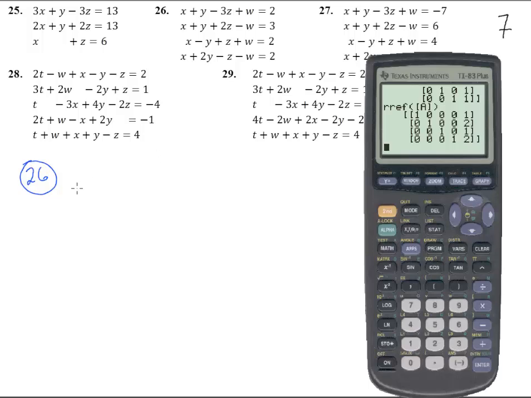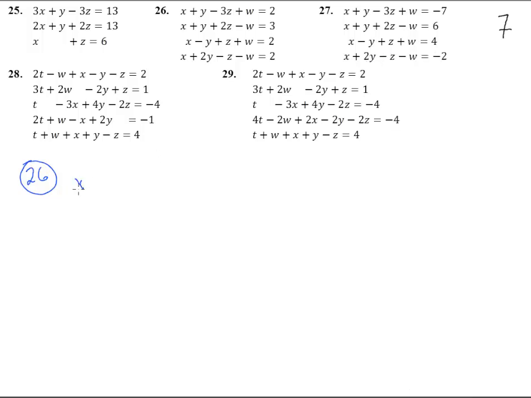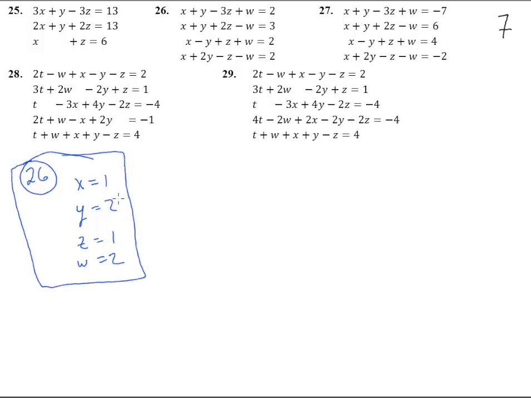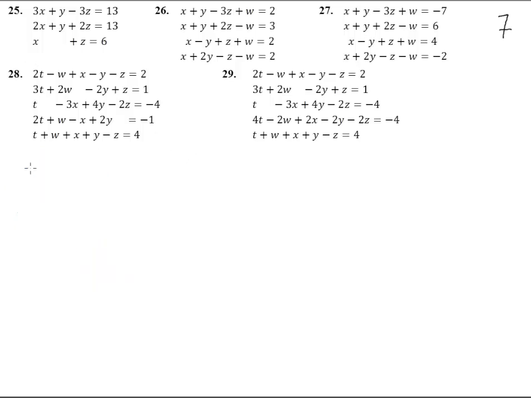So let's write those down. 26, we would have x equals 1, y equals 2, z equals 1, and w equals 2. And that's how we do number 26. Let's do number 27.